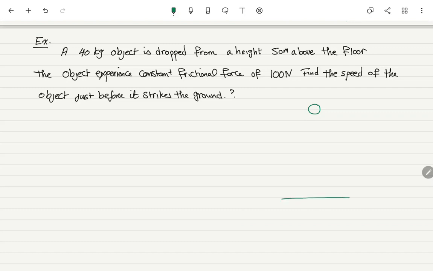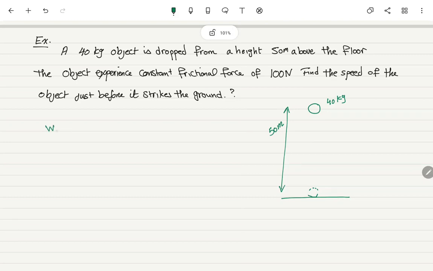The mass for this one is 40 kilograms, and the total height here is equal to 50 meters. We need to calculate the speed of the object just before it strikes the ground at this position, and there is friction in this case.